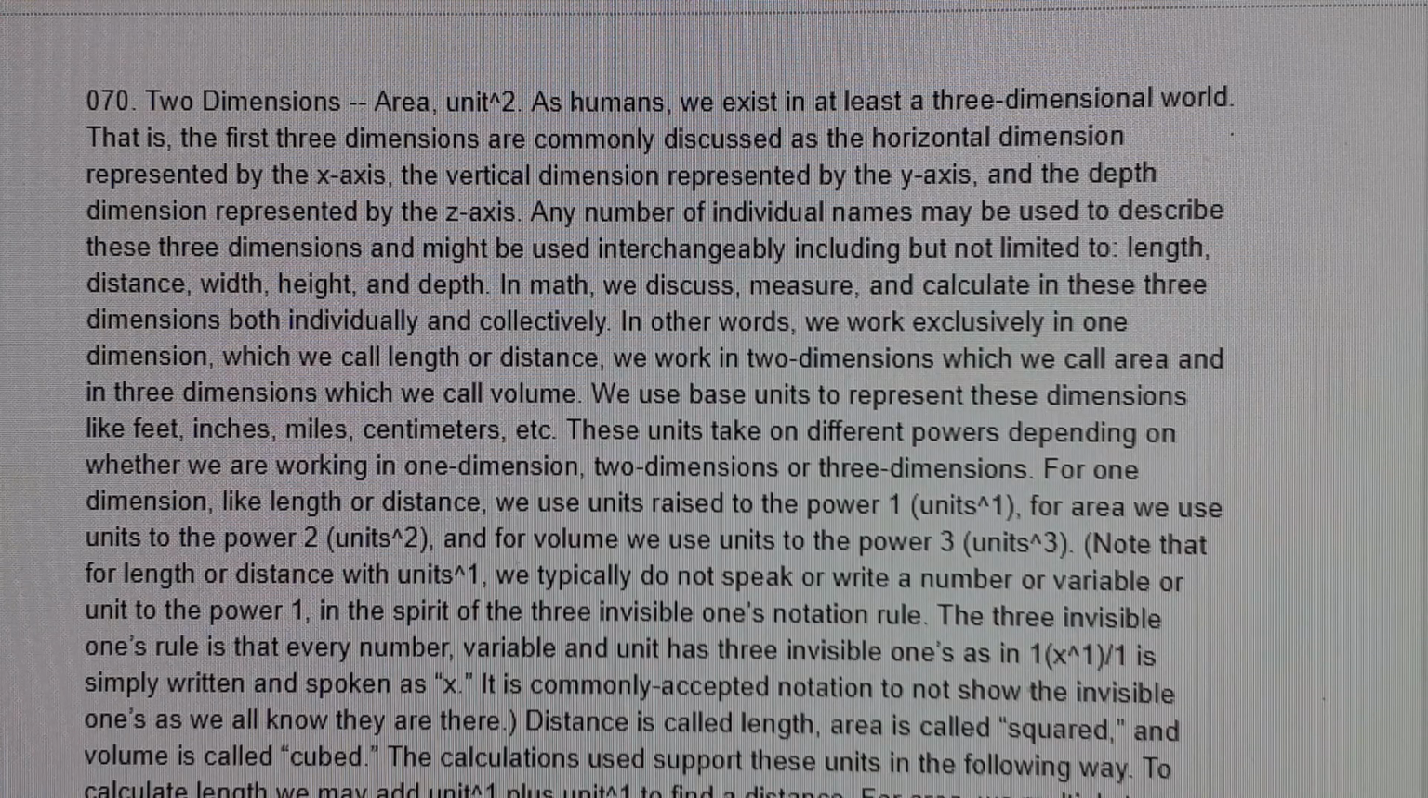Two dimensions is horizontal times vertical, or unit times unit, or unit squared, or square units. Antonyms, one dimension, three dimensions. Related words, dimensions, units, powers, adding powers, multiplying powers, the three invisible ones rule.